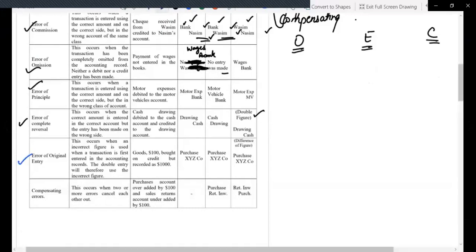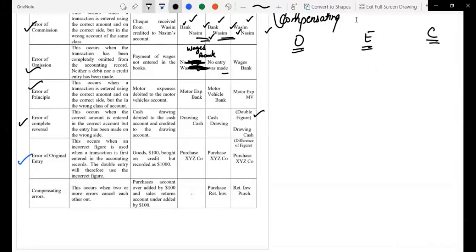Now, what is error of original entry? This error occurs when an incorrect figure is used when a transaction was first entered in accounting record. The double entry will therefore be using the incorrect figure. This means to say that when we talk about original entries, these errors can be identified as the sides were right. In error of original entry, the sides were right.